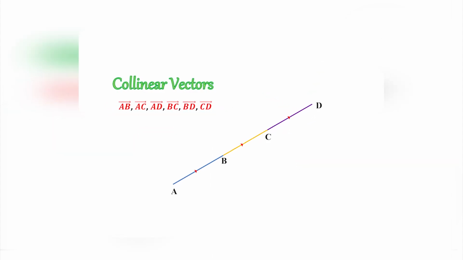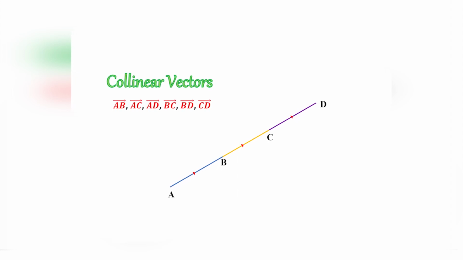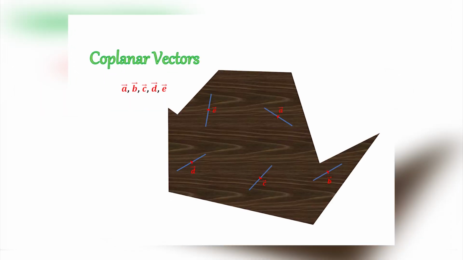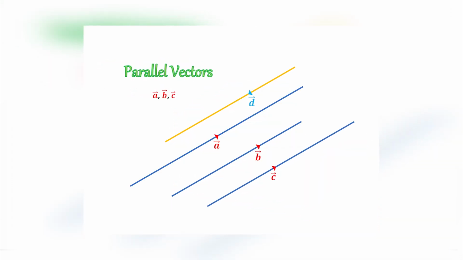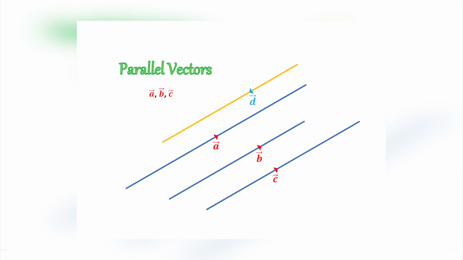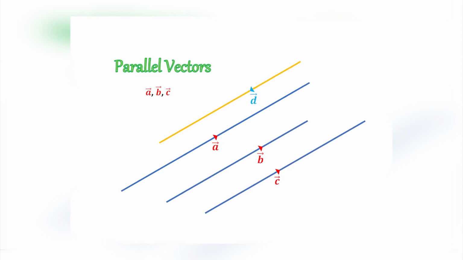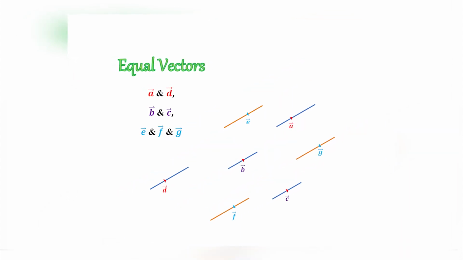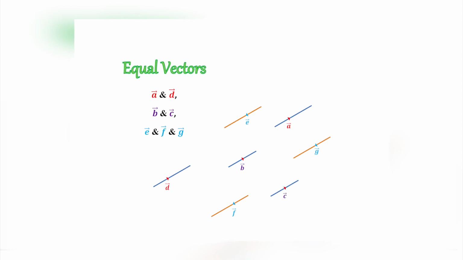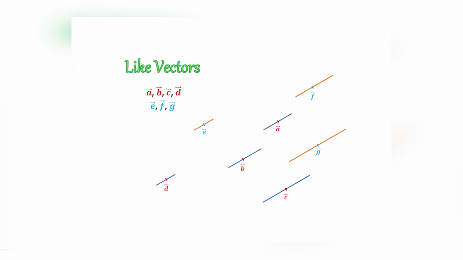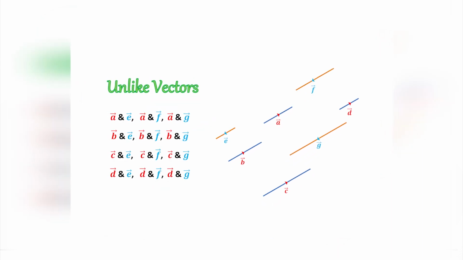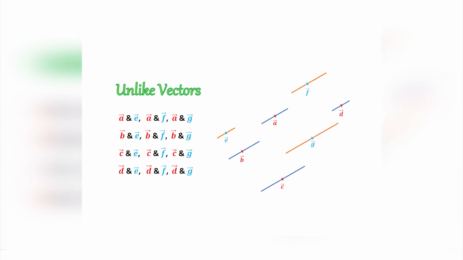Vectors which have the same line of action are called collinear vectors. Vectors which lie on the same plane are called coplanar vectors. Vectors which have lines of action parallel to each other are called parallel vectors. Vectors which have the same direction and magnitude are called equal vectors. Vectors which have the same direction are called like vectors and those which have opposite directions are called unlike vectors. These are some of the vector types.